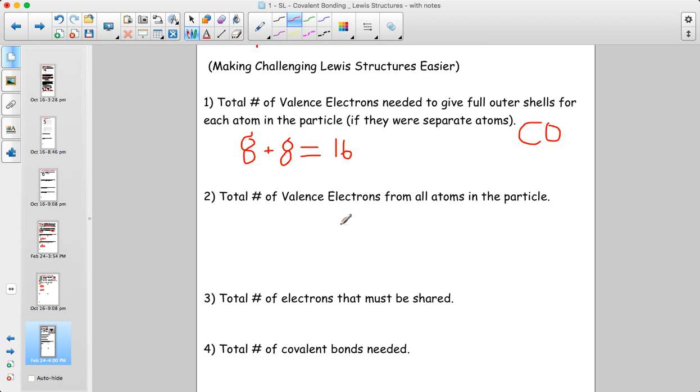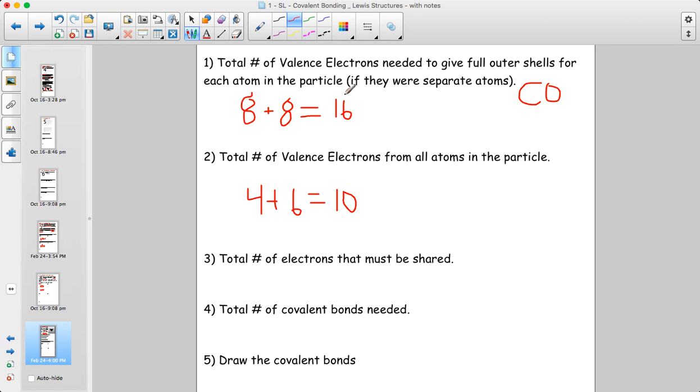Number 2, add up the actual number of valence electrons that you have to work with. Well, carbon has 4 valence electrons and oxygen has 6 valence electrons. So that means I actually have 10 electrons to work with. Okay, so I need to feel like I have 16 electrons, yet I only have 10 to work with.